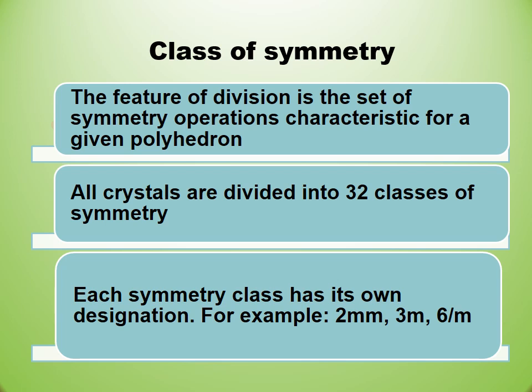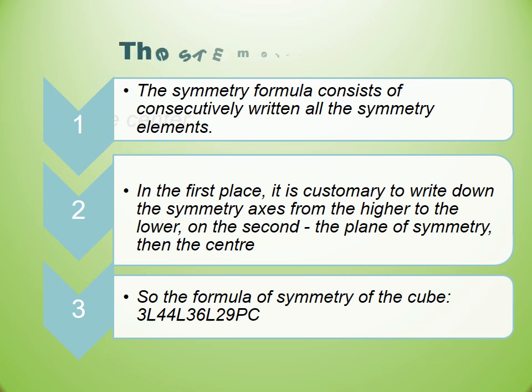All characters are based on the theorems of the combination of symmetry operations, and each symmetry class has its own designation. For example, 2mm, 3m, 6/m, etc.